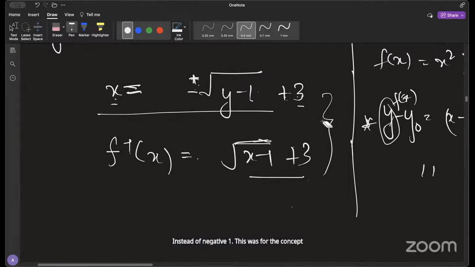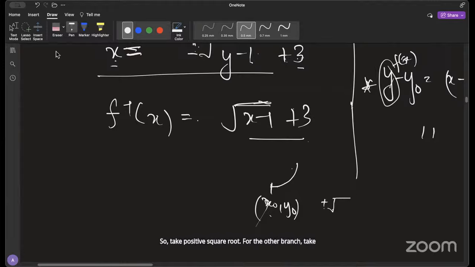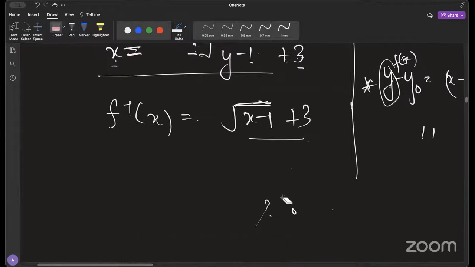This was for the conceptual detail. And if you want to just quickly go through things, if you have a vertex here, if the x coordinate of this vertex is x naught, if this is x naught comma y naught, and you have to find the inverse of this branch. So for this branch, you take the positive square root. For the other branch, take the negative square root. Okay, ma'am. You don't have to remember any of these things.